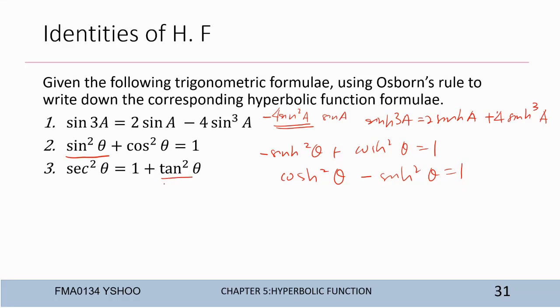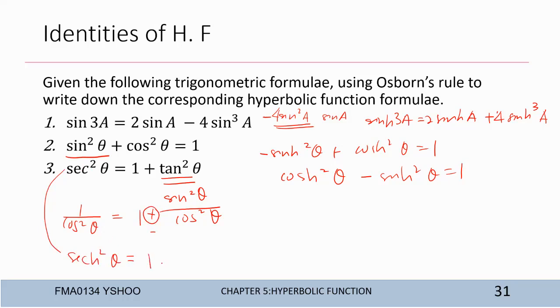As I said just now, when you have a tangent, you need to be careful because tangent is formed by sine squared theta over cos squared theta, so you get tangent squared. The secant actually is 1 over cos squared theta, so you need not worry about cos. We only need to worry about the sine. Because this is a sine squared, this sign is going to change to minus. So secant squared theta equals 1 minus tangent squared theta becomes sech squared theta equals 1 minus tanh squared theta.